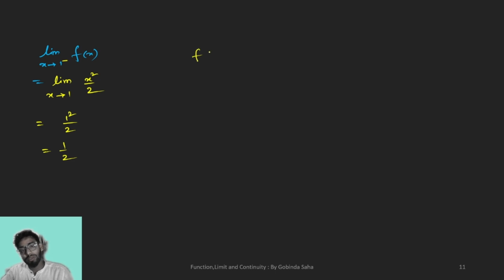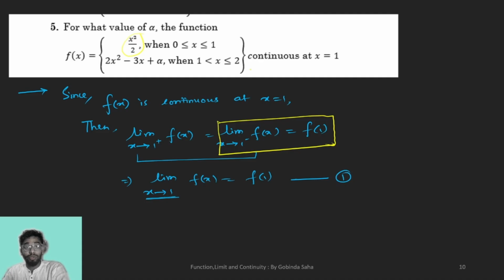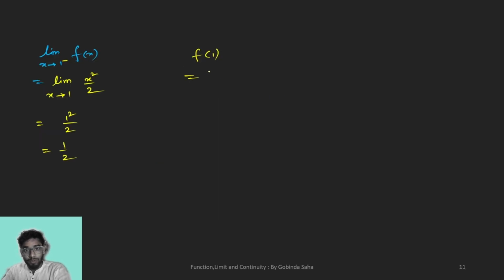But see, now you should calculate f of 1. f of 1 is nothing but the value of the function at x equals 1. So for x equals 1, the function is going to give you x square by 2 only. That means 1 square by 2, 1 by 2. But from here you can't find the value of alpha. That's why we need to calculate limit x tends to 1 plus f(x) as well.